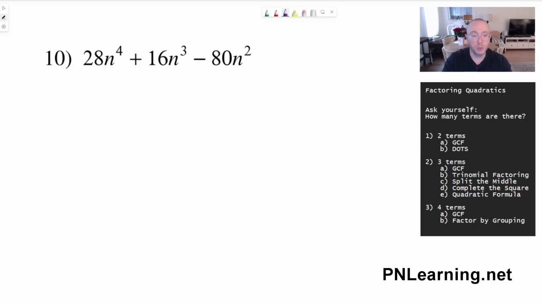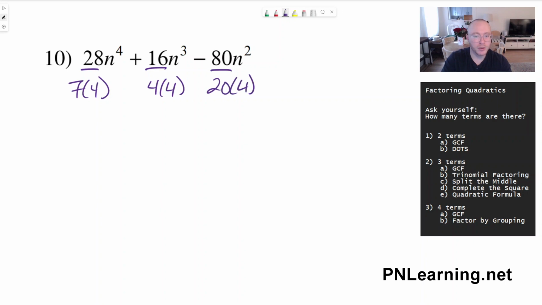All right, so here's number 10. We have 3 terms, which means we want to start again with GCF. It looks like we will have a GCF for 28, 16, and 80. So for 28, you could divide this into 7 times 4, and 16 would be 4 times 4, and 80 would be 20 and 4.